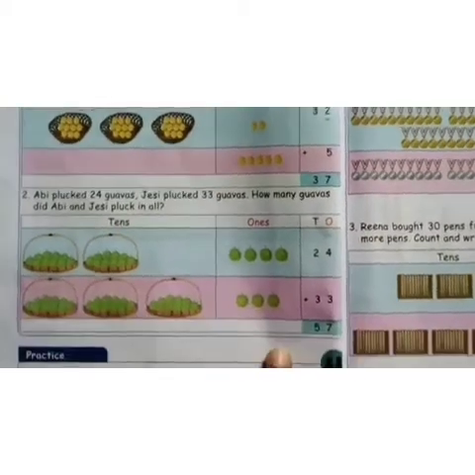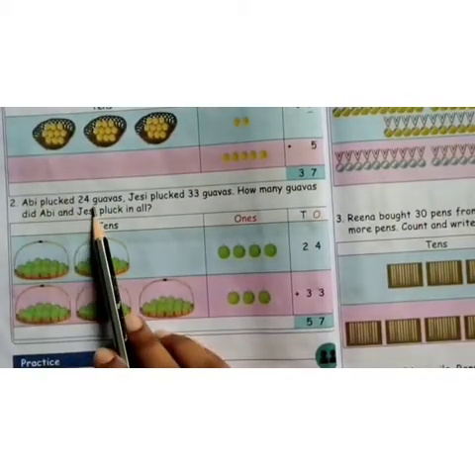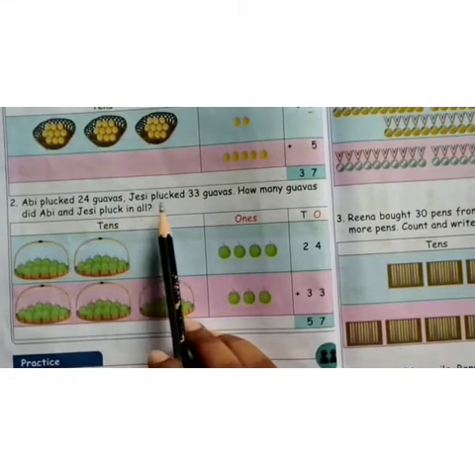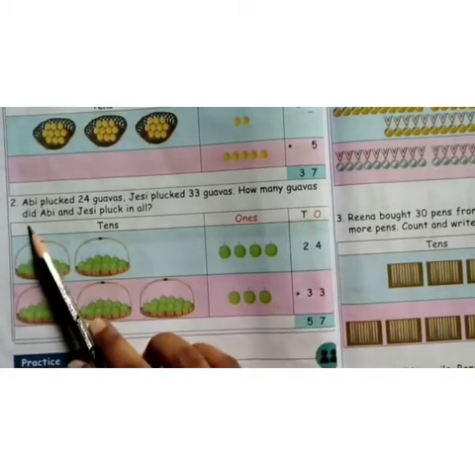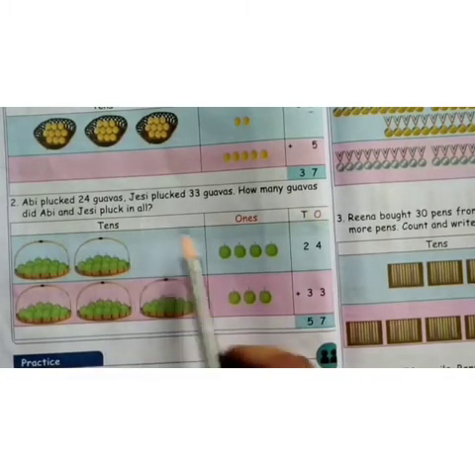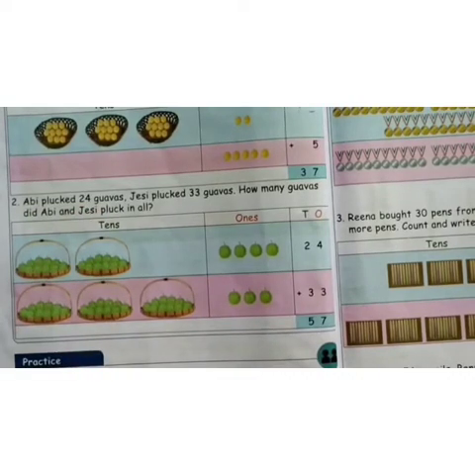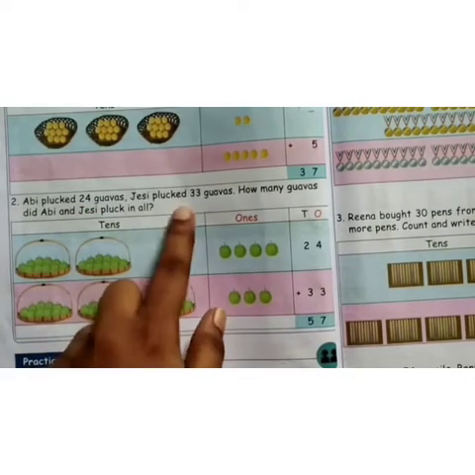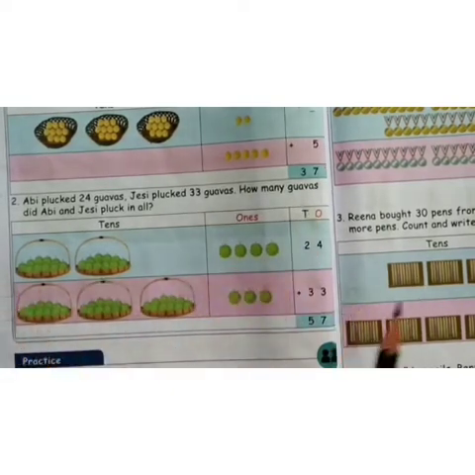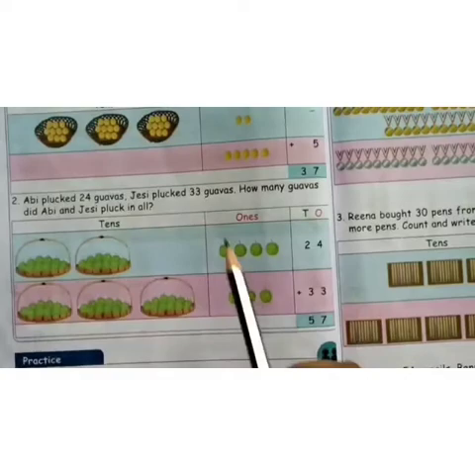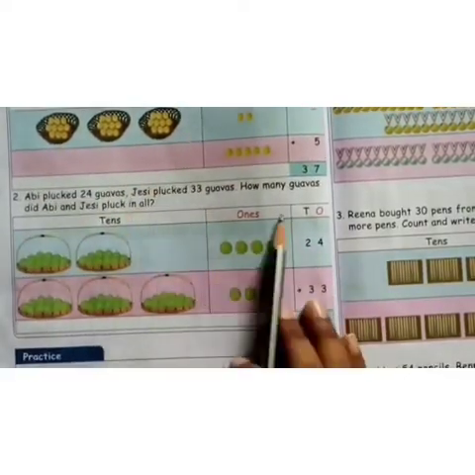Okay. Let's move to another problem. Abhi plucked 24 guavas. Jesse plucked 33 guavas. How many guavas did Abhi and Jesse pluck in all? Abhi plucks 24 guavas and Jesse 33 guavas. So now we have to find how many both of them plucked in total. The same as we have learned before. It is the same for this one too.